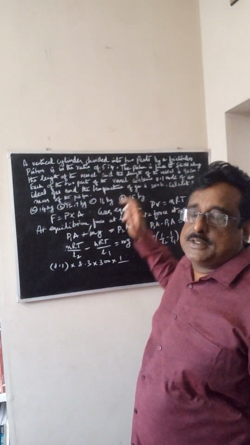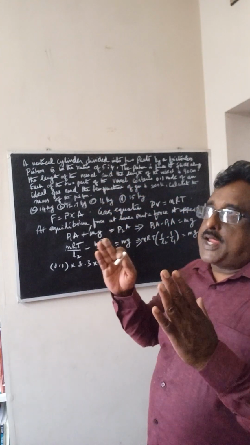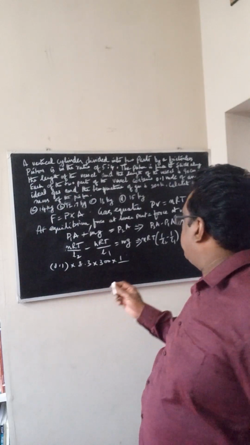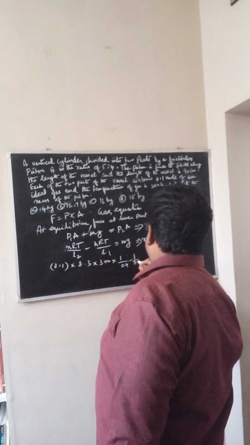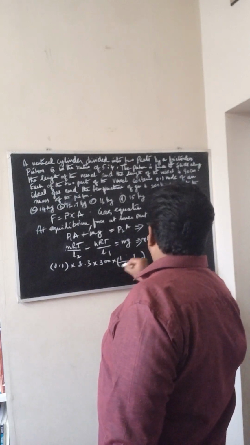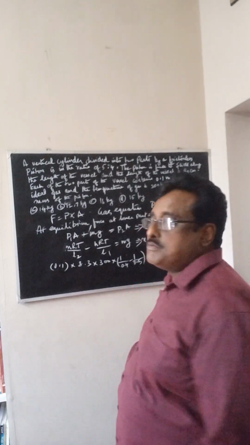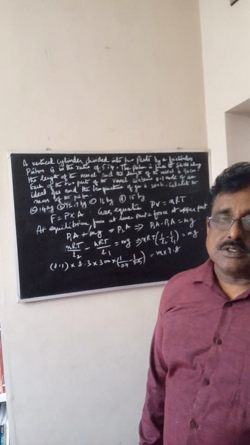this 90 centimeter is 0.9 meters. So if it is in the ratio 5:4, then 0.9 will be 0.5:0.4. So L2 will be 0.4 and L1 will be 0.5, which is equal to mass into gravity, 9.8, you know. Standard value, gravitational constant 9.8.